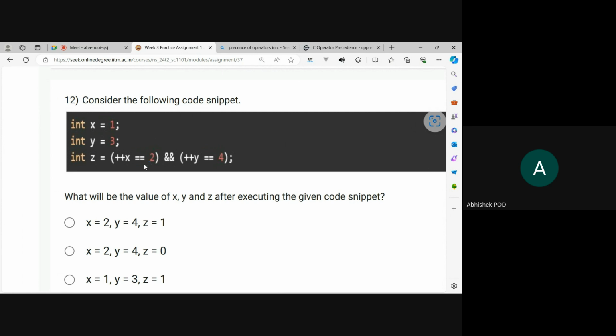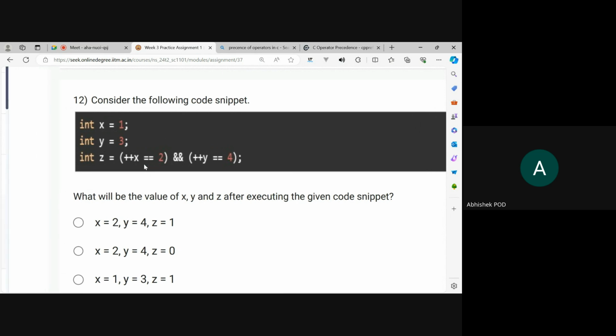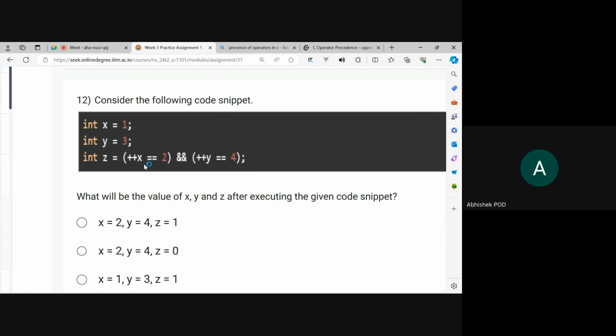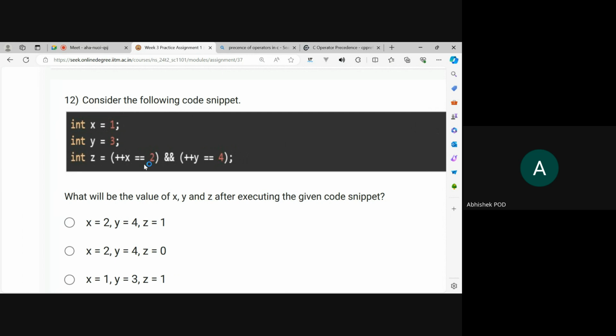This is prefix. Prefix means that it will first perform the increment. Exactly. This will also become true because y will become 4 first, and after that the comparison will happen, which will make it true. So this is also true. This is also true. What will be the value of z? Will it be true or false? True, sir. So z equal to 1. Exactly. So z will be equals to 1.